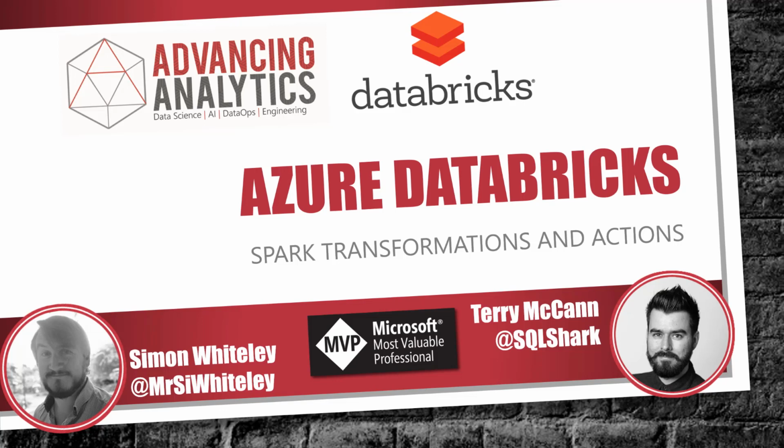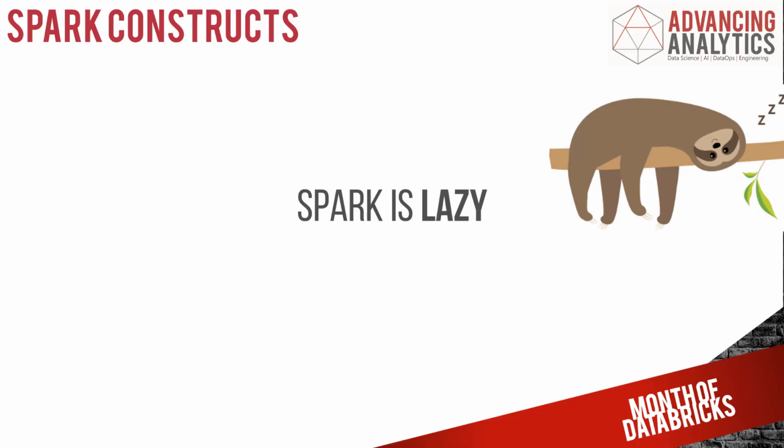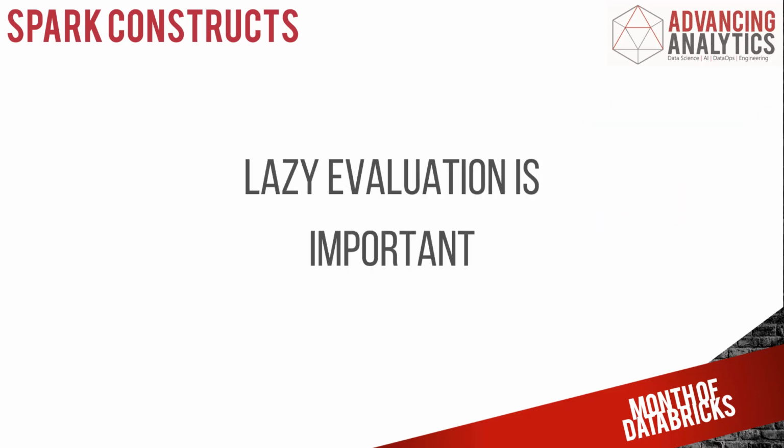In this video, what we're going to look at is Spark's transformations and actions. By default, Spark is inherently lazy, but it's laziness that's really important. Spark is known for being lazy because it has this option of delayed evaluation, also known as lazy evaluation. And lazy evaluation is super important.